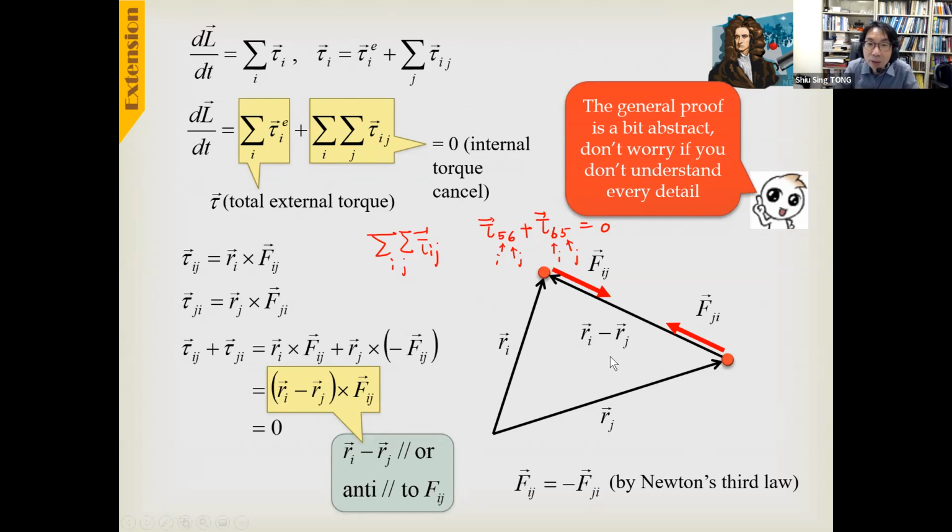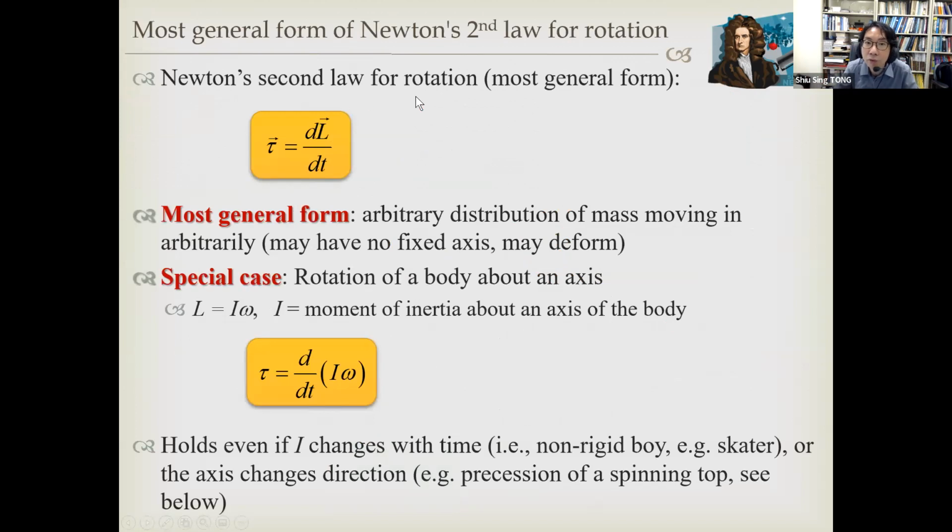And eventually I have Newton's second law for rotation in the most general form. It applies not only to a rigid body, it applies to a non-rigid body, and it even applies to a system of particles moving arbitrarily. It even applies to gas particles. As long as the particles interact with Newton's third law, this law of Newton's second law for rotation will apply. And in this form, we have the torque equal to the rate of change of the total angular momentum. And tau and L are both in vector form.